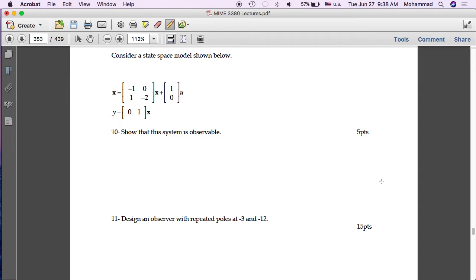And then if it is observable, it means you can design an observer. Design an observer with repeated poles. This is a typo. These are not repeated, so drop the word repeated. The poles are at negative 3 and negative 12. When it says repeated, they should be at the same place, but they're not. So that's simply: design an observer with 2 poles, one at negative 3, the other at negative 12.